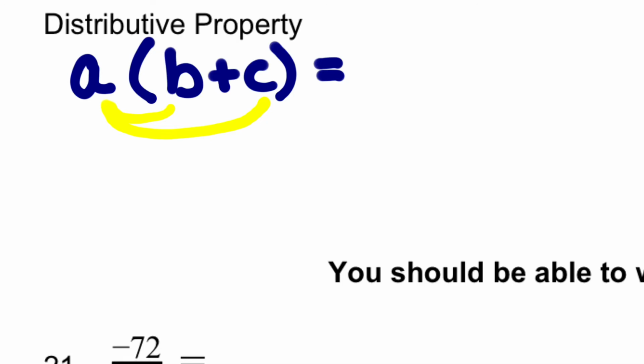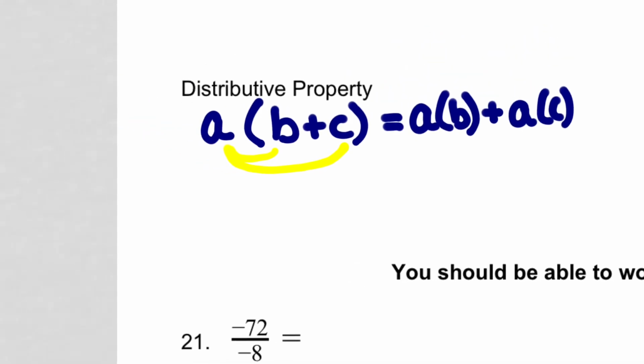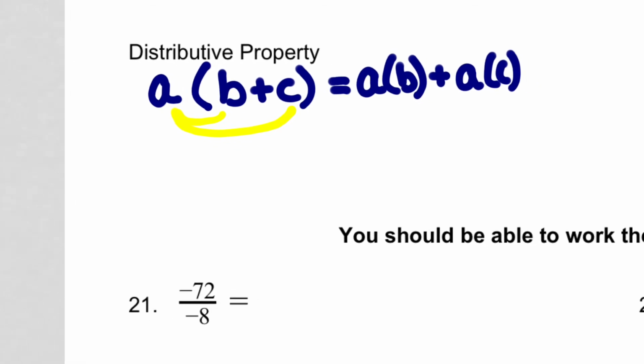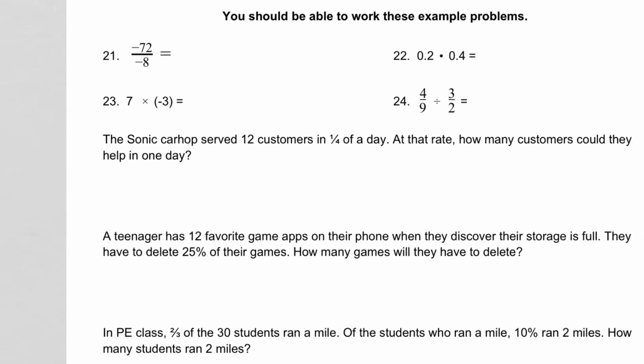So that means that A times the quantity of B plus C is the same thing as A times B, and add to that A times C. Okay, so that's the last one of our properties, the distributive property. Again, I encourage you to go back and rewatch the lessons if some of this doesn't sound very familiar or if you don't feel confident about them.